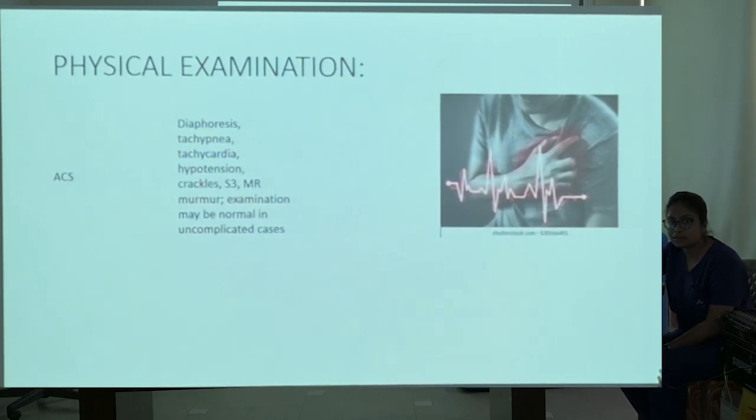As per the physical examination of acute coronary syndrome, it can include diaphoresis, tachypnea, tachycardia, hypotension. On auscultation, there can be crackles, S3 rhythm, or any mitral regurgitation murmur. Examination may be normal in case of uncomplicated patients.